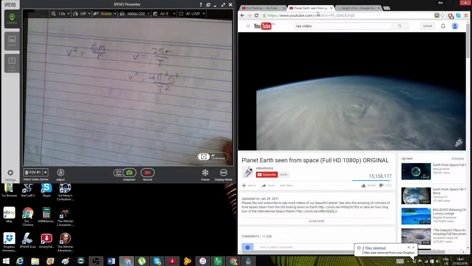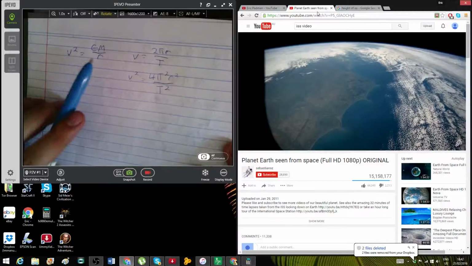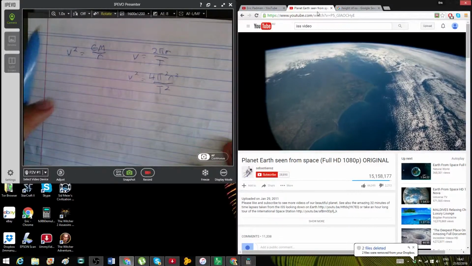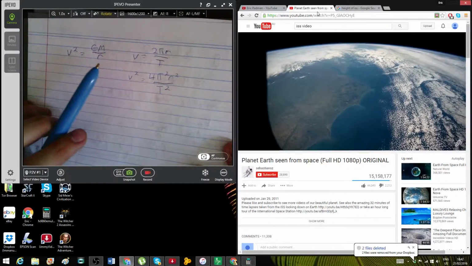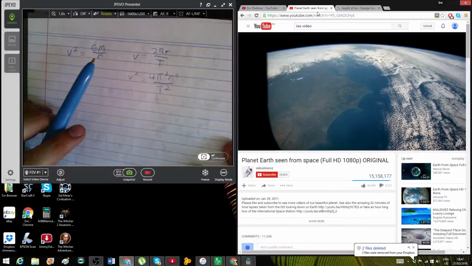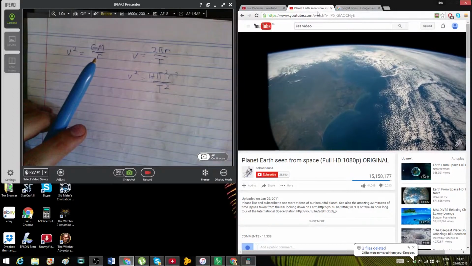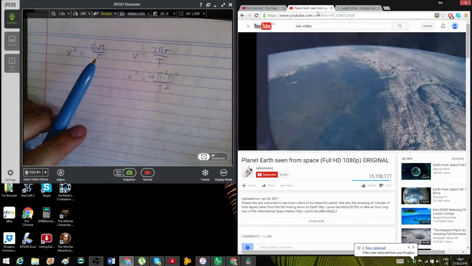Now what I can do is essentially equate. This is the formula that ties together orbital speed with radius. That came out of equating universal gravitation with the centripetal force formula.